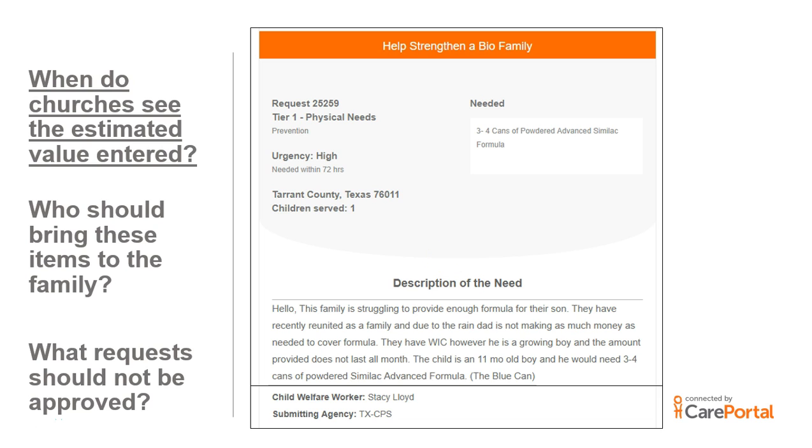So, for example, for this request, I happen to know that Mrs. Lloyd, the caseworker, submitted a $75 estimated value on this request for 3 to 4 cans of formula. That's about right. But it would have been a really big problem if she just put $15. And that's kind of what's happening in some cases, because ultimately the impact that these churches are able to track through CarePortal is helping them tell the story of what they're doing and how they're being used in order to make a bigger impact. That's how we get more churches on board. It's how they get more people from their own church on board, and it's how we get more and more requests met. So just be aware of that.